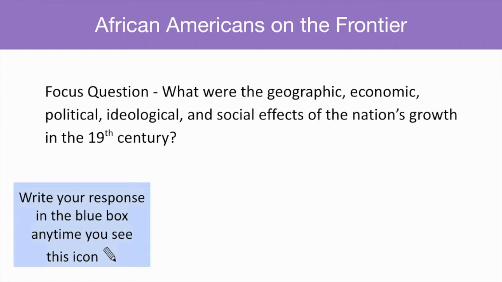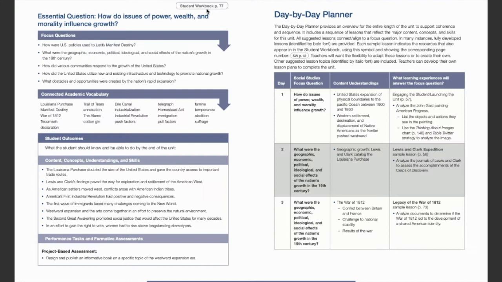I wanted to take the time to talk about a lesson from Unit 4, A Nation Grows, Expansion and Reform. The lesson is Unit 4, Day 16, African Americans on the Frontier. The original lesson can be found in the Unit 4 Day-by-Day Planner, which can be found on page 50 of the original Passport to Social Studies Unit Plan.